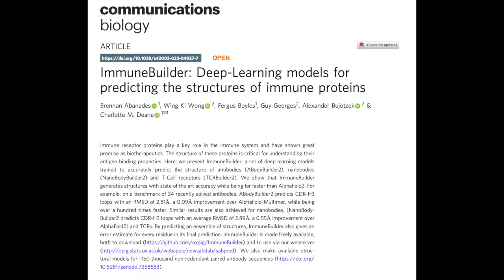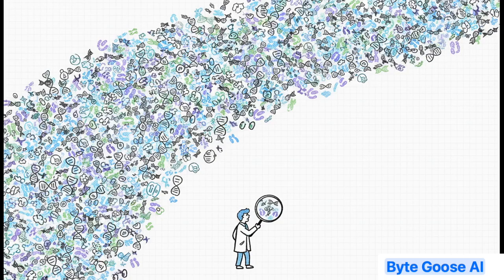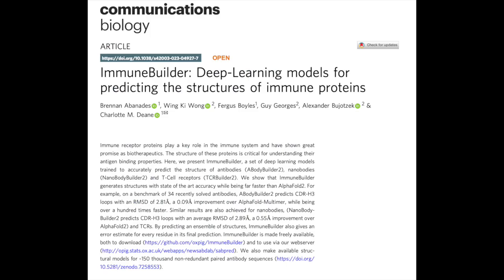Thanks to next-generation sequencing, we are just swimming in data. We have the genetic blueprints for literally billions of different antibodies and other immune proteins. It's this massive, and I mean massive, library of biological code, and it's growing at a totally incredible rate.